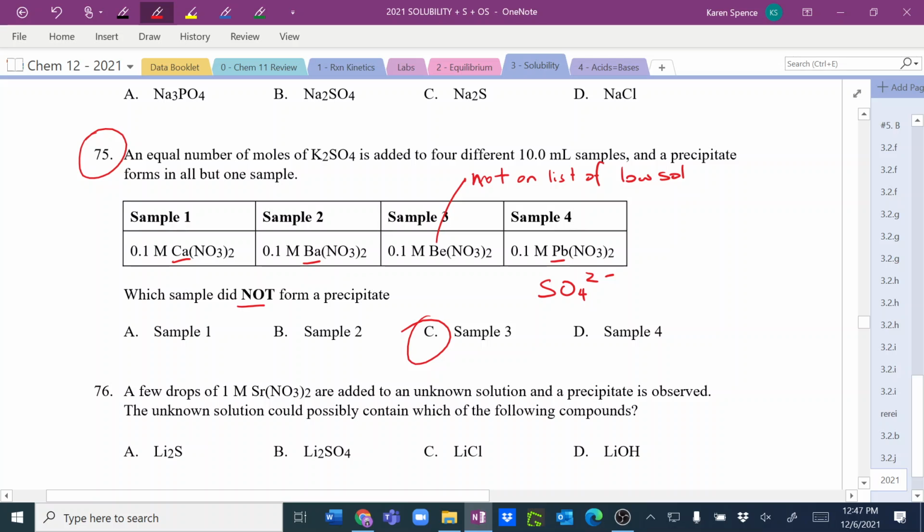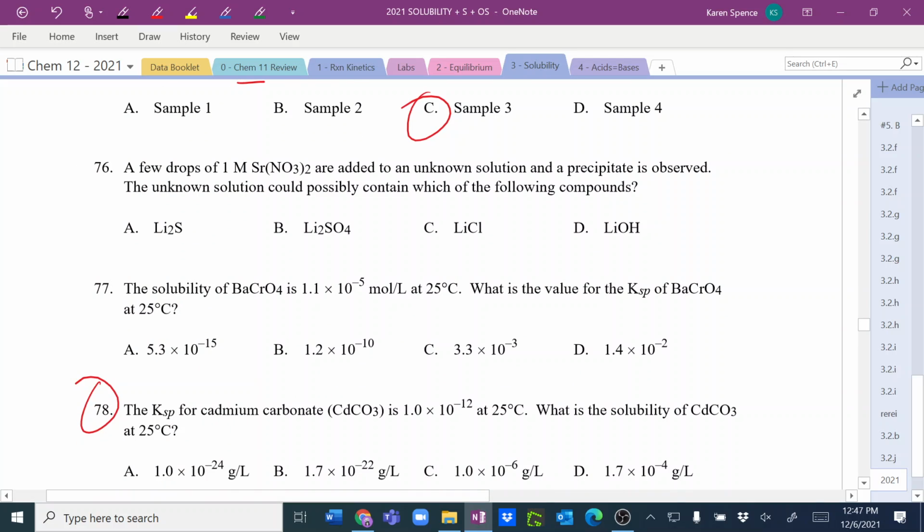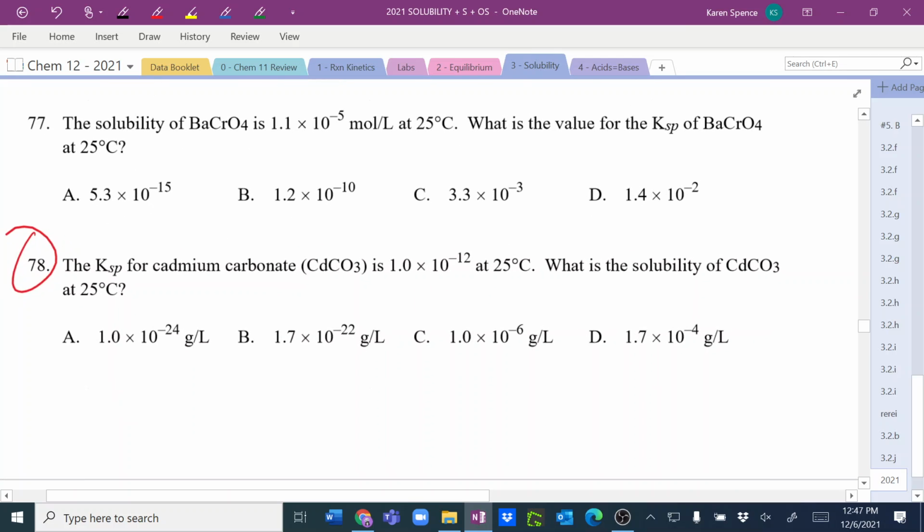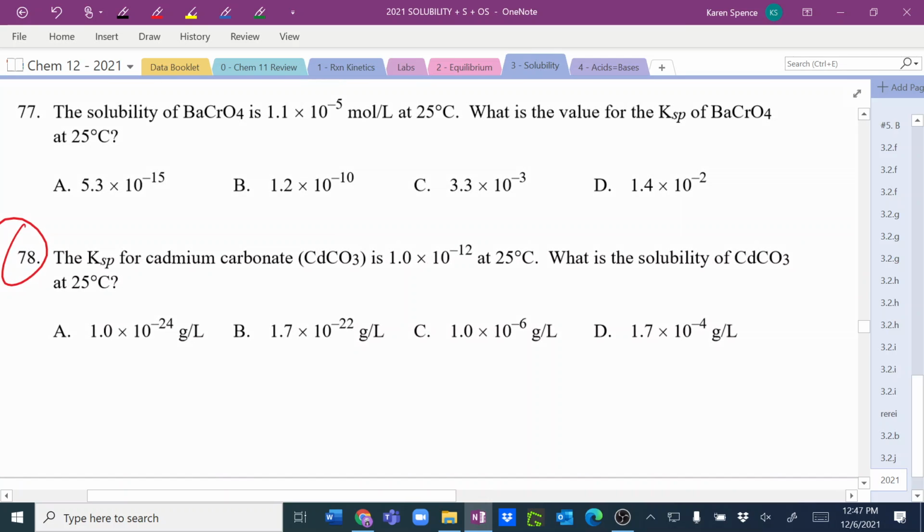Ooh, I missed 78. 78. The KSP for cadmium carbonate is 1.0 times 10 to the minus 12. What is the solubility of cadmium carbonate at 25 degrees Celsius? This is going to give you an opportunity to use the shortcut method for multiple choice. Yes? You guys know the shortcut method?